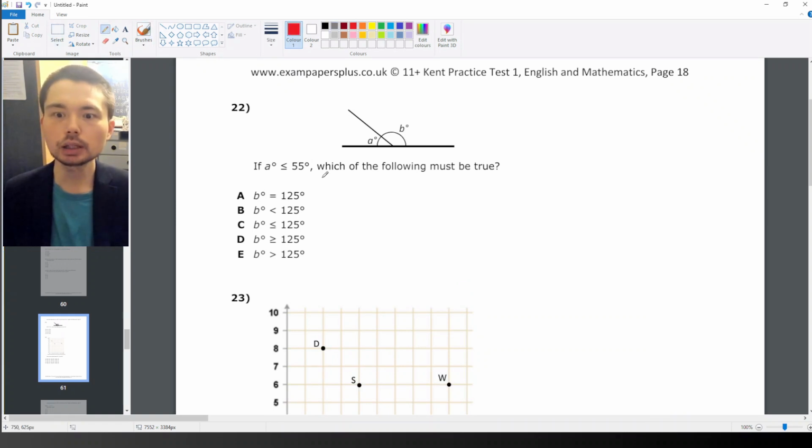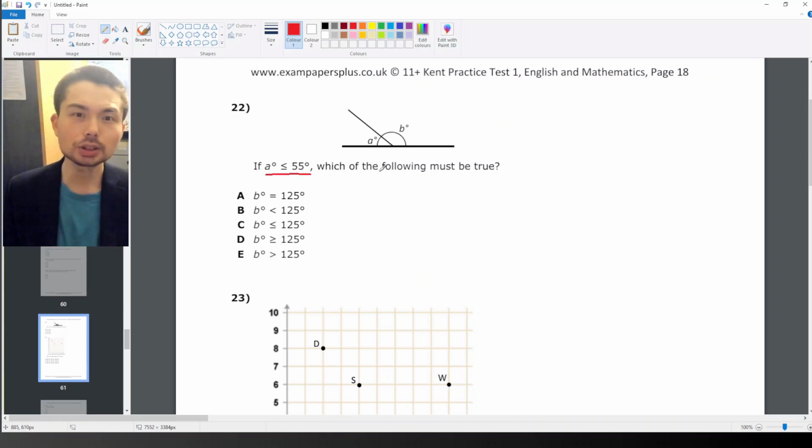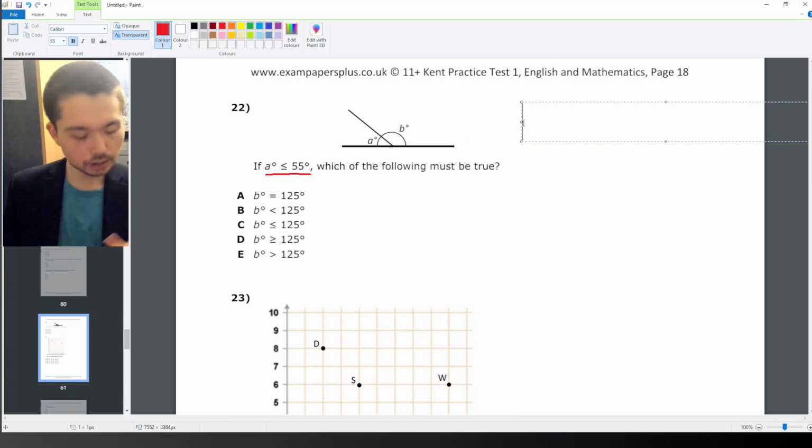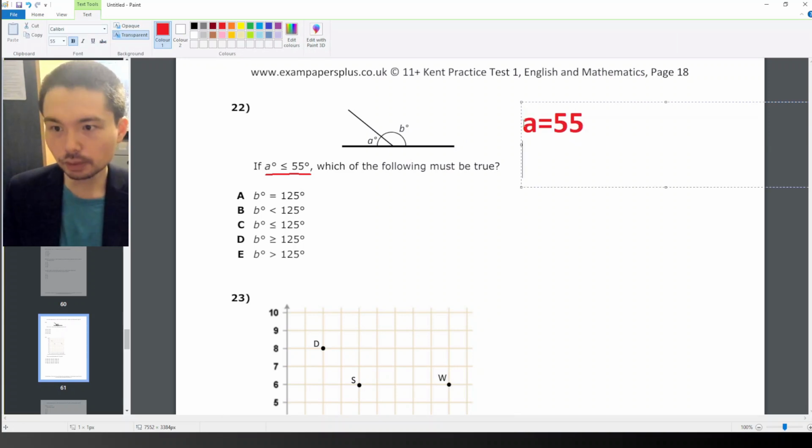Question 22, if A is less than or equal to 55, which of the following must be true? This is the first time I've ever seen less than or equal to. Normally they just give us if A equals 55, B is what? And that's exactly what we're going to do. I'm going to flip it round so then it's something we've seen before. This is a normal question. If A is 55, how do we work out B?